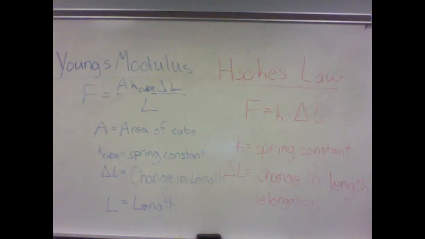What you do is take an exact cube of the material that you're using and measure its elongation, and we get the formula that's on the left. You take the area of the cube times the spring constant of that cube, all over the length of that object, and then you multiply it by the change in the length that occurs.